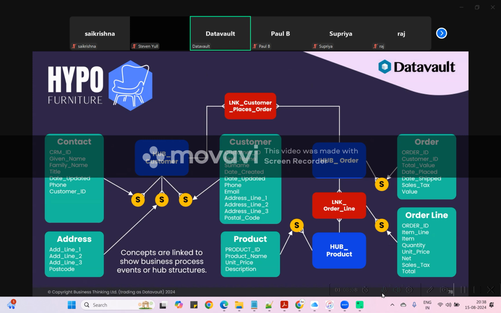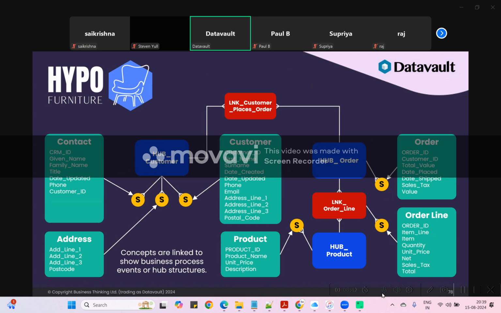Okay, now the point we're trying to make here is, first thing is, you can see hubs link satellites. There's rules about what they can connect to. So satellites can only connect to hubs and links. Links can only connect to hubs, and hubs can only connect to links. So if you want to connect two hubs together, there must be a link in the middle, a structural event that's causing those to be connected.